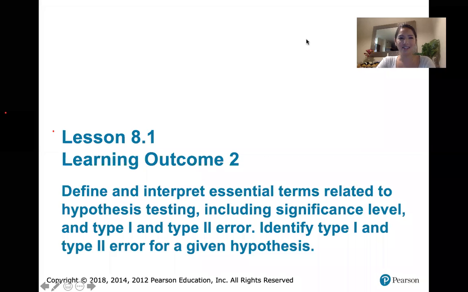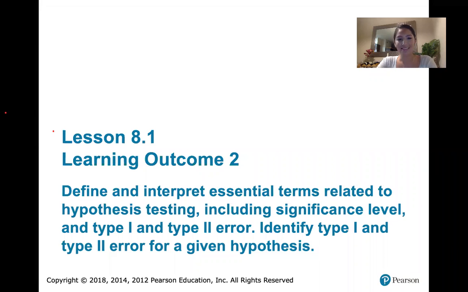In this video, we discuss learning outcome number 2 of lesson 8.1, which is about significance level of hypothesis tests in type 1 and type 2 error. We're continuing what we did in lesson 8.1 learning outcome number 1. There we were defining and interpreting essential terms related to hypothesis testing as well, but now we're going to focus on significance and type 1 and type 2 error.